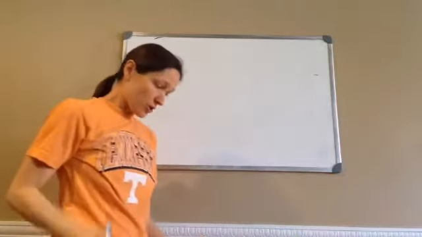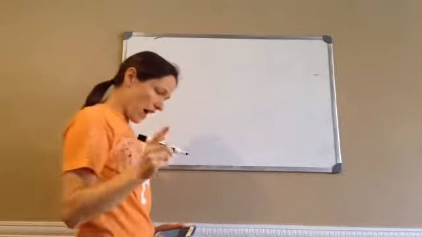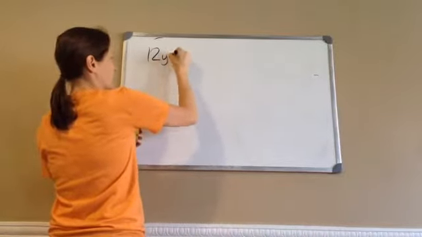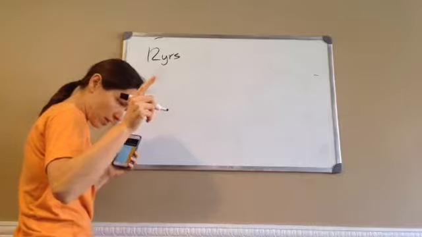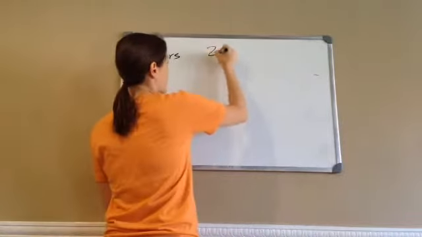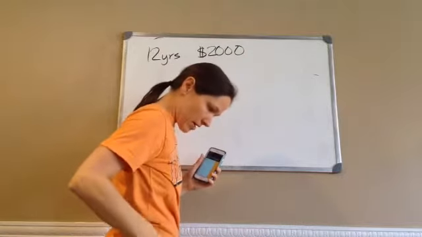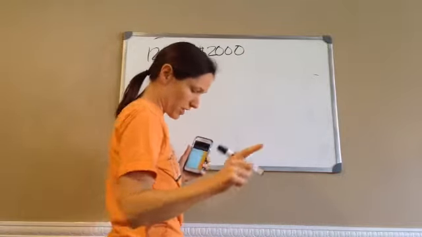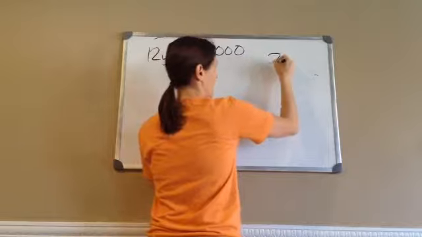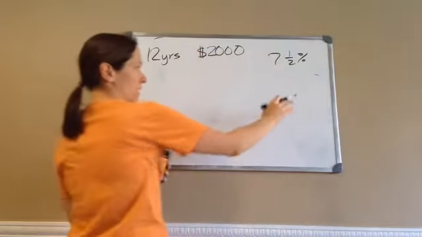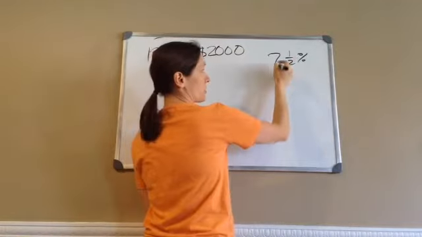Listen. Use a calculator to find the value of 12 years of a $2,000 investment. They put that in the very beginning, but it doesn't earn 10%. It earns 7.5%. Now, stay with me. How do you do a half one? That's what we're fixing to do.